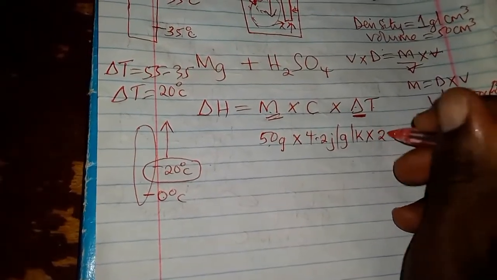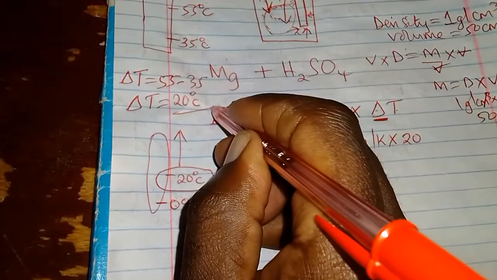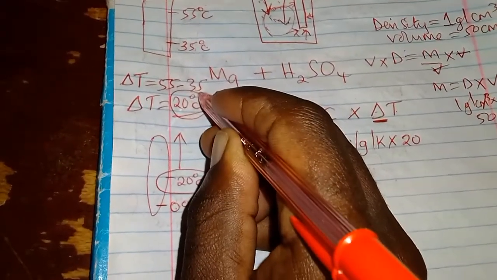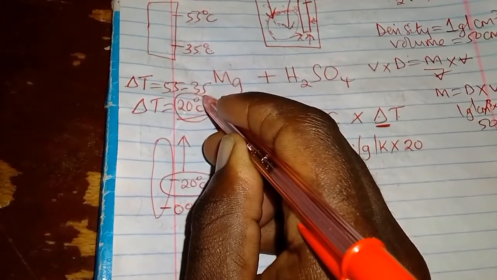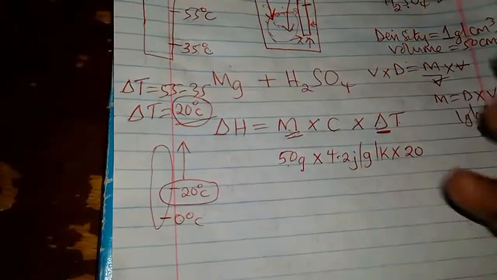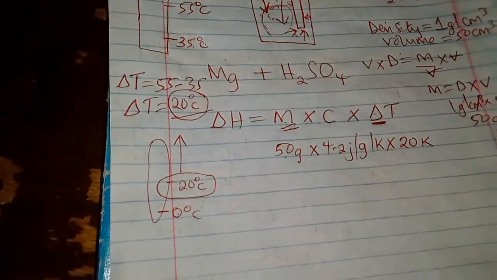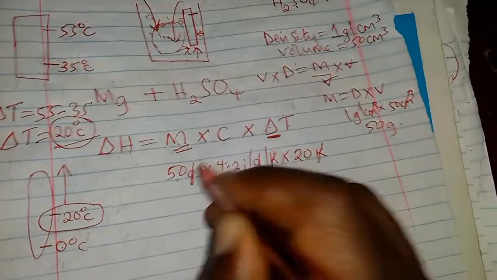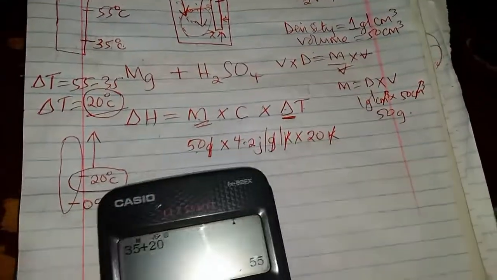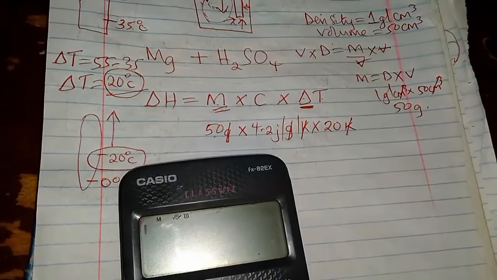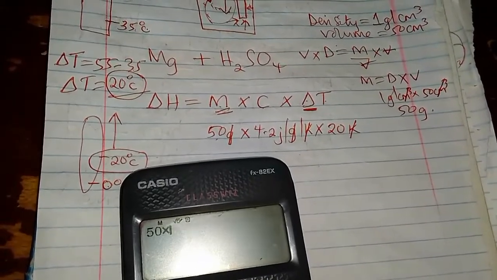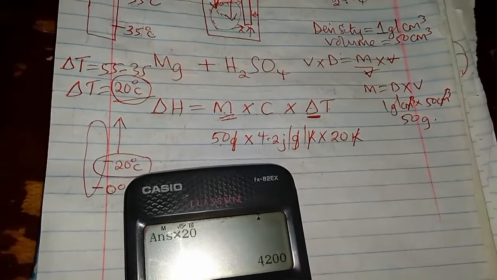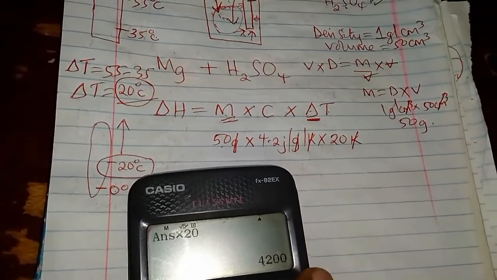So you are going to say times 20, the change in temperature. Don't change this into Kelvin. That one only gets done under a topic called gas laws in Form 3. So if you have 20 degrees Celsius, please take that to be 20 Kelvin. Kelvin and Kelvin disappear, grams and grams disappear. So what do we have at the end of the day? 50 times 4.2 times 20, which gives 4200 joules.